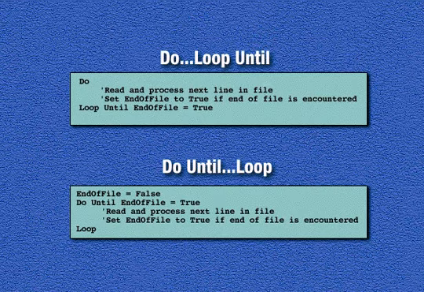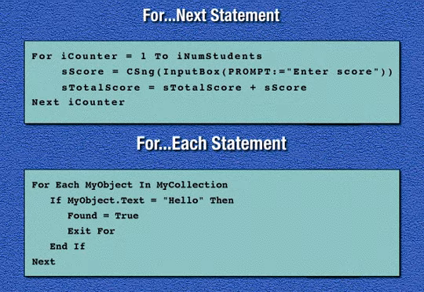And of course, the do loop until and do until loops work the same, except they execute until the value of the condition is true. Again, in the do loop until example, the condition isn't evaluated until after the code in the loop executes once. But in the do until loop example, if the condition evaluates to true the first time, the code in the loop never executes at all.